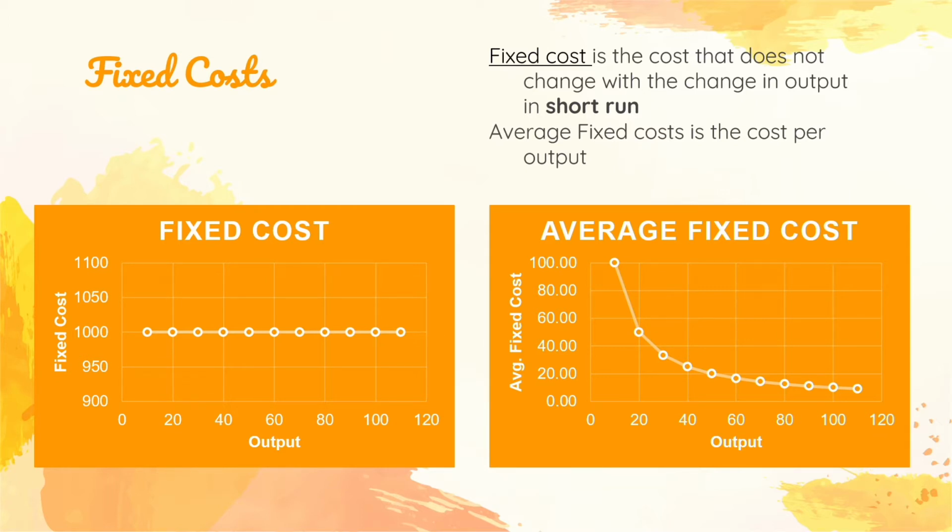Average fixed cost is the cost per output. It's really easy to understand. Cost upon the output, and when you have fixed cost, the average cost falls with increase in output. So there are two graphs that you can see. Fixed cost does not change with output. The first graph shows that, and the second is average fixed cost, which shows that the average cost is falling every time the output increases.